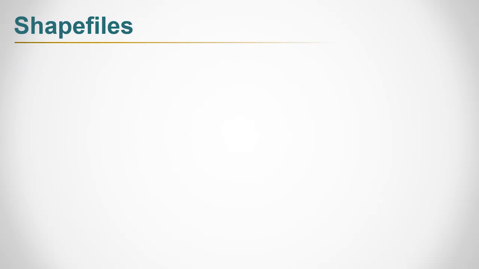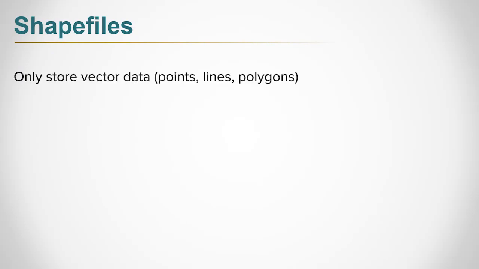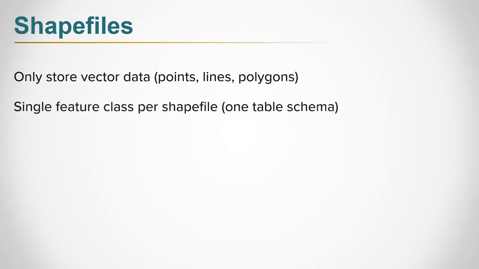Let's start by taking a quick look at shapefiles. Shapefiles store only vector data types, so points, lines, and polygons, and only a single feature class is able to be contained in a single shapefile. That is, there's only one attribute table and one meaningful type of feature data in the shapefile. They are very widely supported, and in fact so widely supported that people often use the term shapefile to mean feature class in the way that we often say post-it note when we mean sticky notes. Just as post-it notes are a particular brand of sticky note, shapefiles are a particular type of feature class.